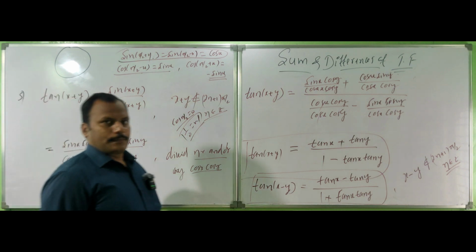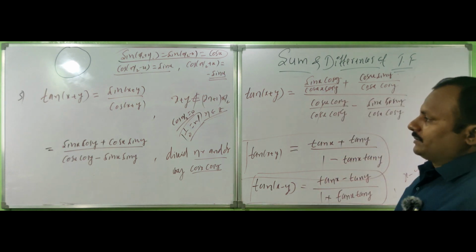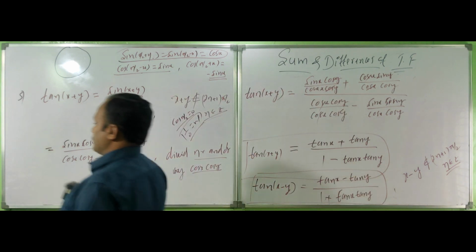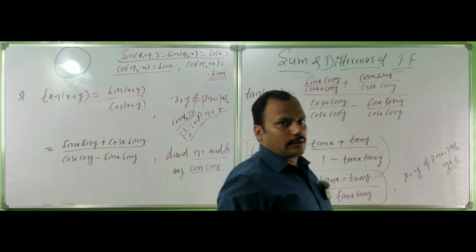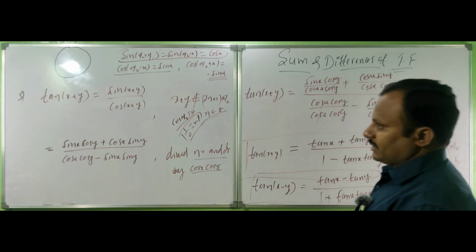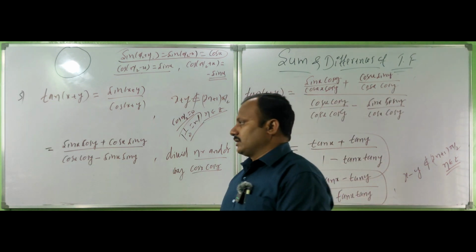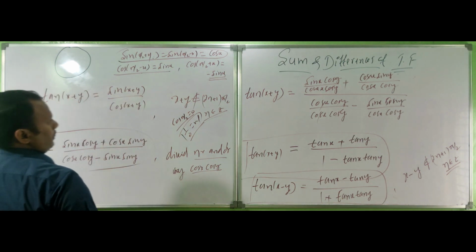Similarly, almost all angles are the same here. Derivation is enough up to here. We need derivation only for cos(x plus y), cos(x minus y), sin(x plus y), and sin(x minus y). The remaining ones you have to remember.